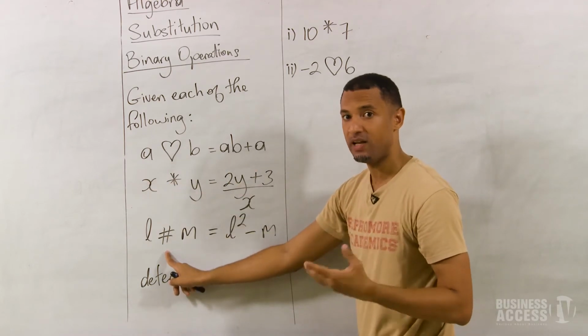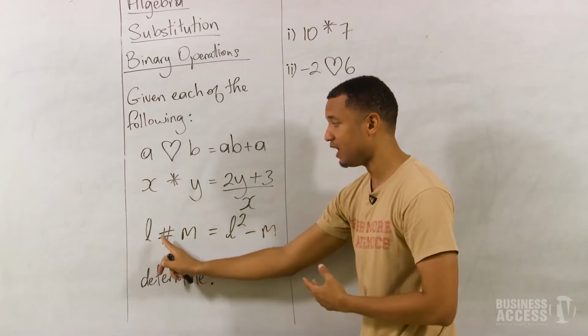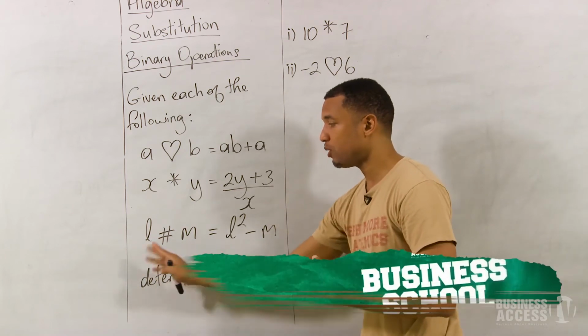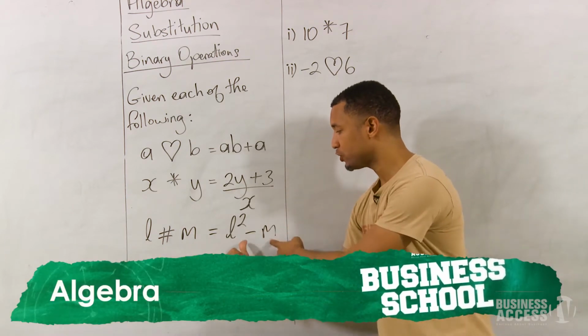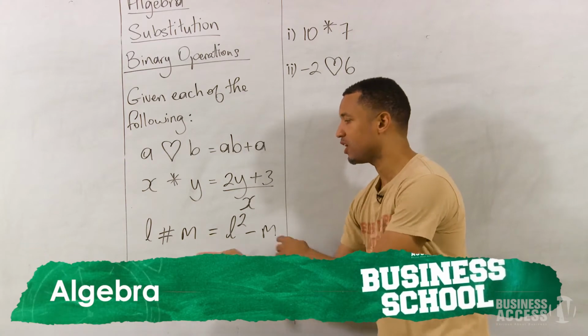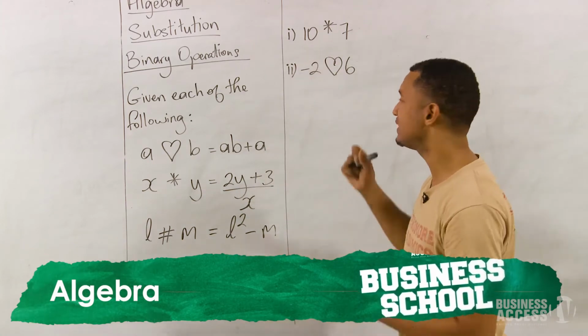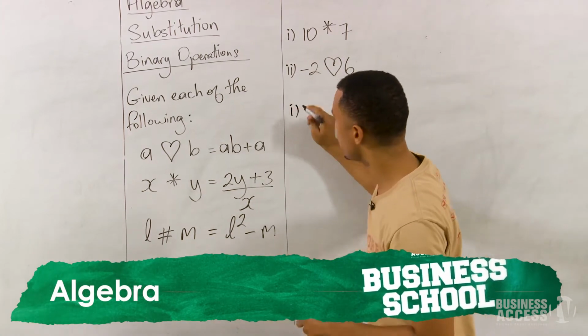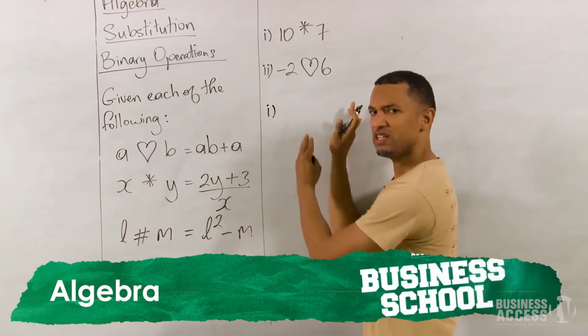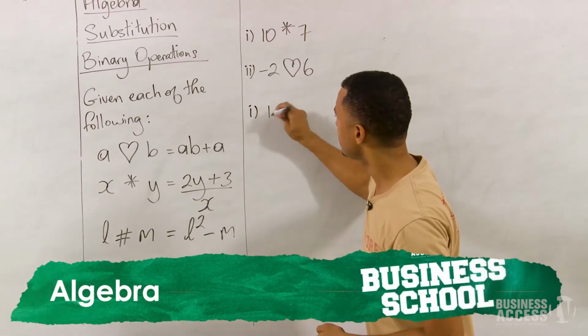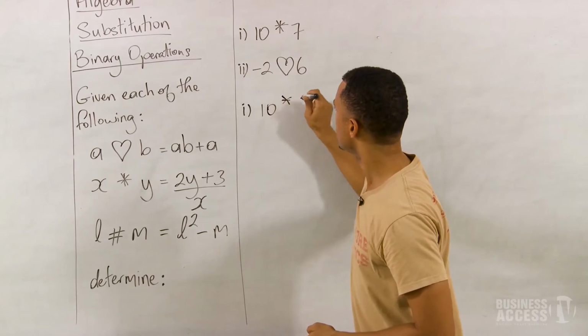And there's the number sign. We defined it. It says L, number sign M. If you have two numbers like that, just square the first number and subtract the second number. So it says to determine 10 star 7. Let us do that real quickly. Once you understand this, really it's just to work quickly. All right, 10 star 7.